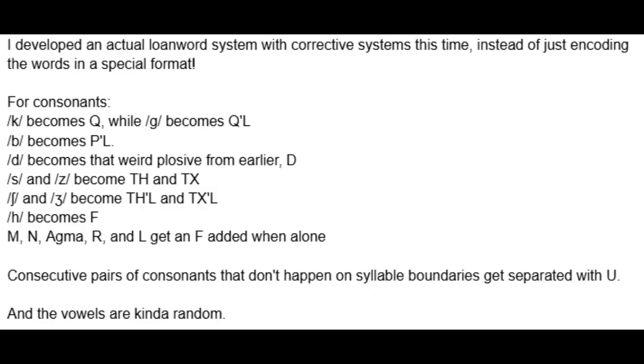There are some rules for quatrammotilizing human words, so k becomes k, g becomes k, b becomes p, d becomes that weird orthoplex plosive, s and z become th and the, sh and j become th and the, h becomes f, and and o just color a dummy f. Consecutive pairs of consonants that don't follow the phonotactics get separated with and the vowels that are pretty random.